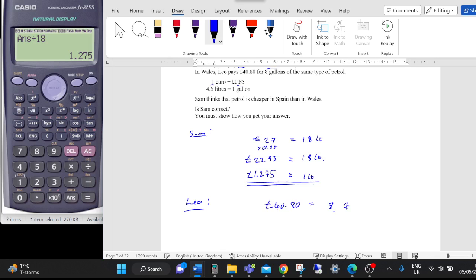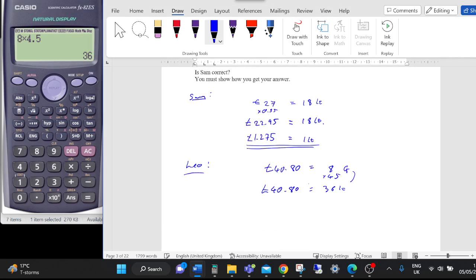And I want to convert gallons into litres. So 1 gallon is 4.5 litres, so I need to times that by 4.5. So 8 times 4.5 gives me 36 litres for £40.80.